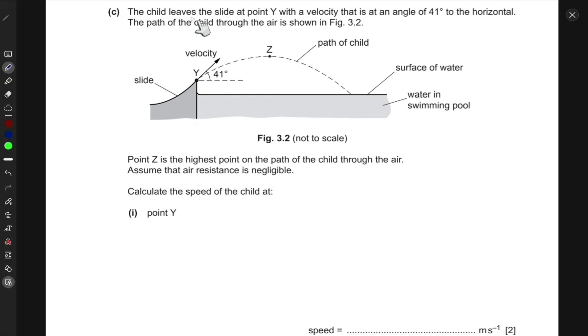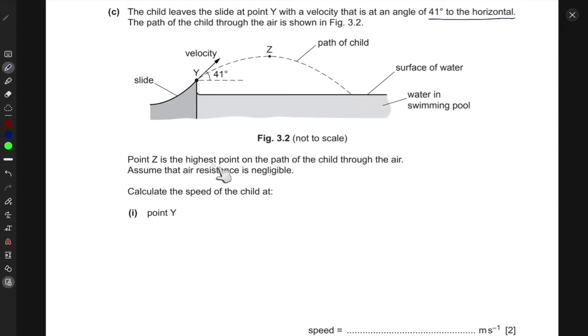Part C says that the child leaves the slide at point y with a velocity that is at an angle 41 degrees to the horizontal. The path of the child through the air is shown in this figure, as you can see. So he jumps off the slide. This is the angle of its velocity vector from the horizontal as 41 degrees. This is the path of the child. He travels in this trajectory, and here we have the surface of the water.